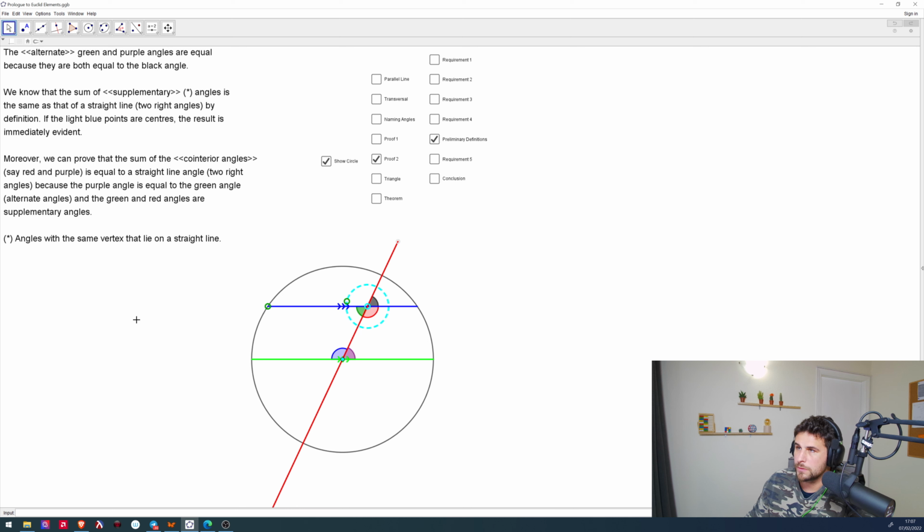Second proof. The alternate green and purple angles are equal because they're both equal to the black angle. So the green and purple are equal because in turn they're both equal to the black angle. We know that the sum of supplementary angles is the same as that of a straight line, two right angles, by definition. If the light blue points are centers, the result is immediately evident. Angles with the same vertex that lie on a straight line are the definition of supplementary angles.